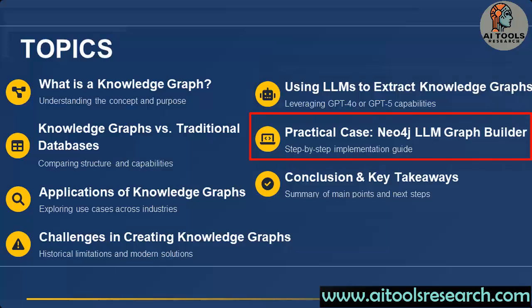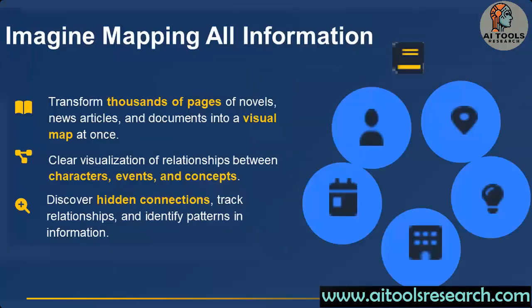So let's get started. Imagine you could take a novel of 1,000 pages, a set of news articles, a blog post, and a Wikipedia page, and instantly transform all this information into a visual map that shows how everything is connected. All the relationships between characters, events, plots, etc. are connected visually. That's essentially the main idea behind knowledge graphs.